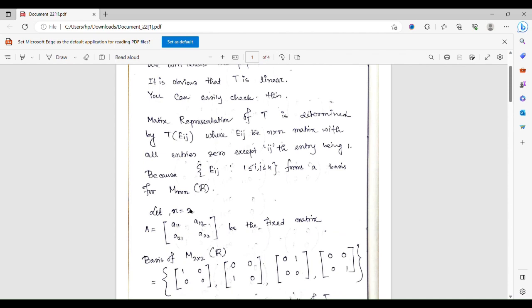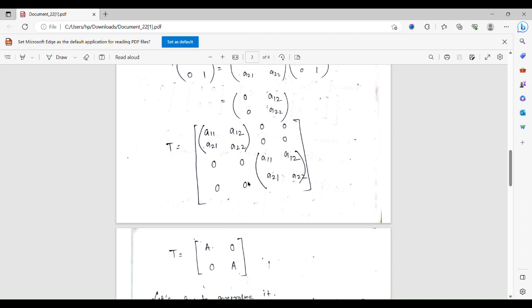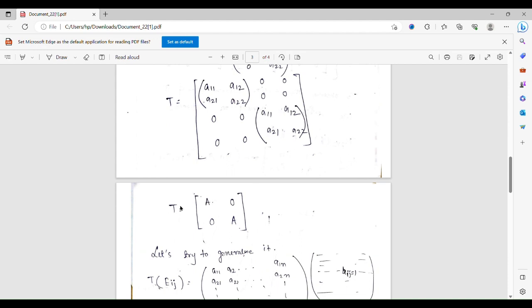So here n equals 2, so the matrix representation must be a 4 cross 4 matrix. So I get a 4 cross 4 matrix here. Now observe that this matrix representation of T has a nice property. Why? This matrix representation of T is basically A in the first block, this is 0, this is 0, and this is A. It's nice, right? So you have block matrix A in your diagonal and all the other block matrices are 0. It is interesting. Now try to generalize this.